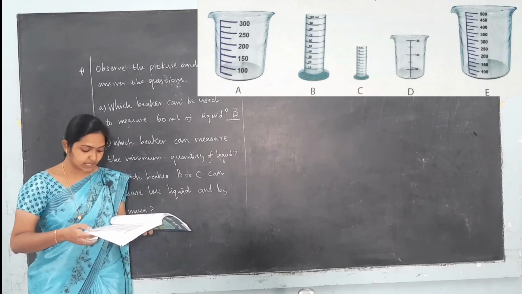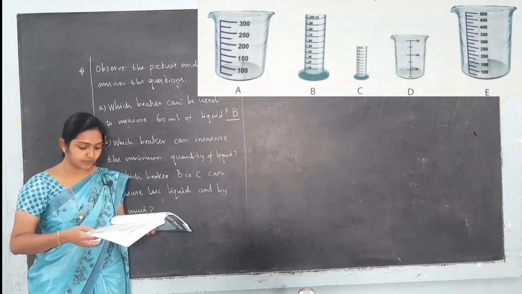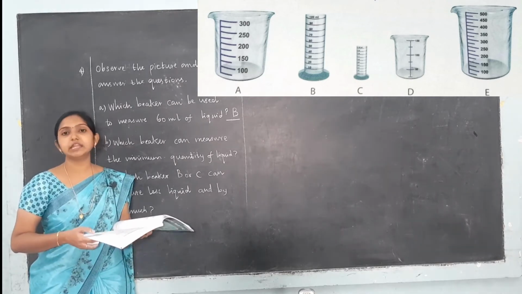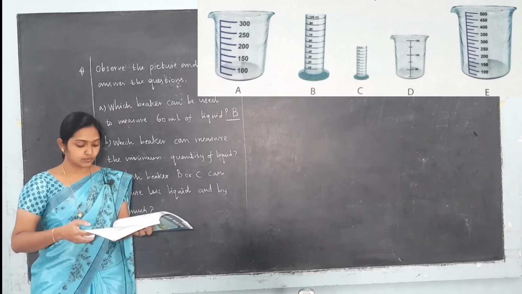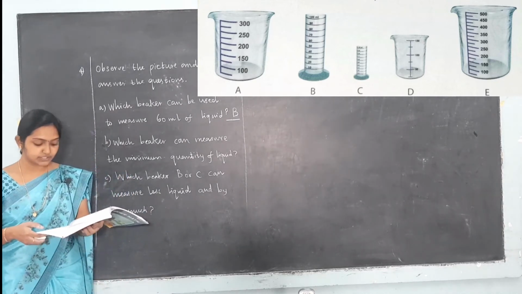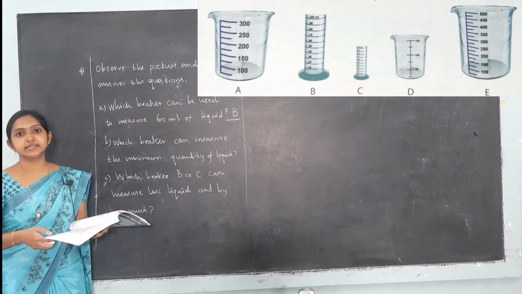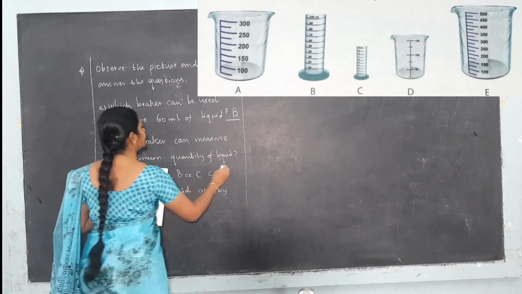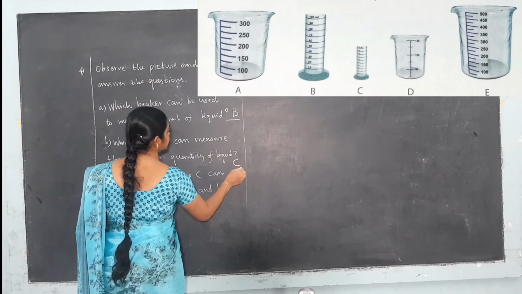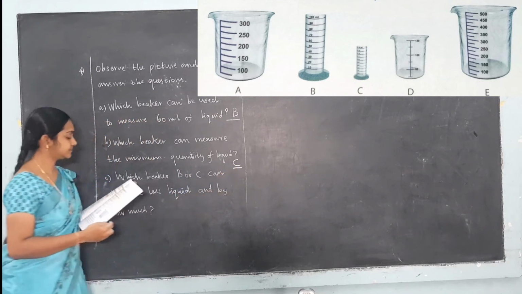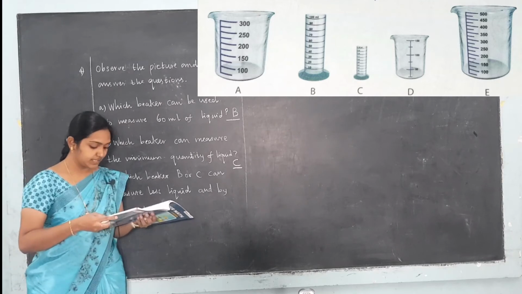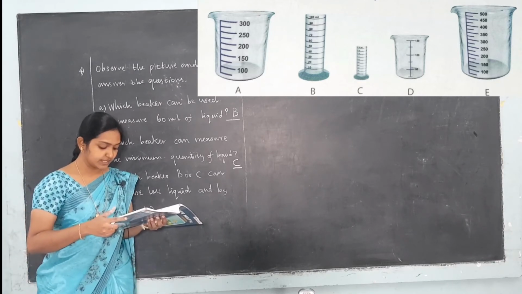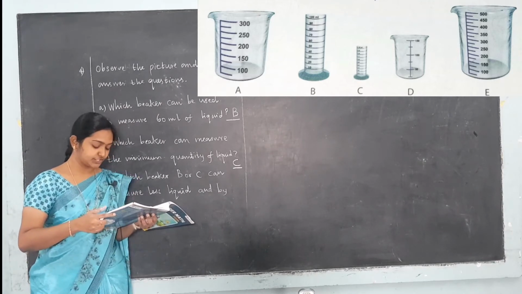Next, which beaker can measure the minimum quantity of liquid? To measure minimum quantity of liquid, the beaker must be very small. So, in the given picture, the beaker C is very small. So, the answer is beaker C.